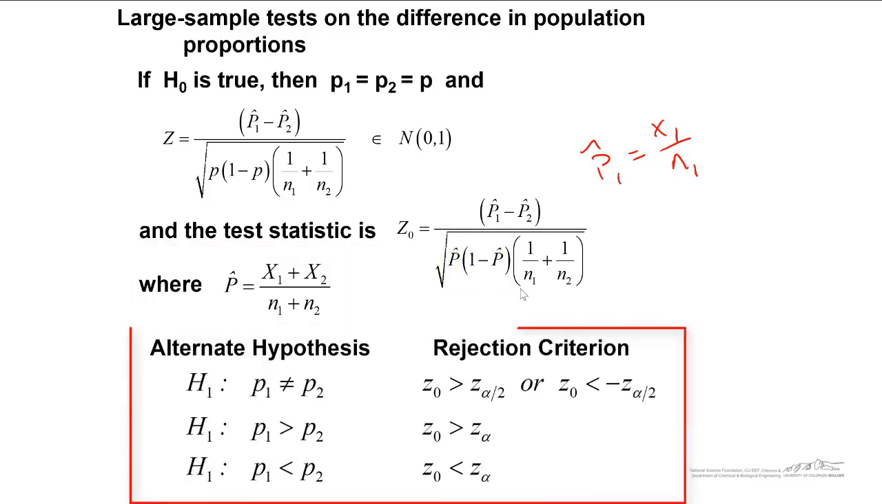In order to accept the alternate hypothesis and reject the null, the rejection criteria for the null hypothesis is as follows. For a two-tailed test, our test statistic has to be greater than z alpha over 2 or less than negative z alpha over 2. For an upper-tailed test, our test statistic has to be greater than z alpha, way up in the tail. And for a lower-tailed test, our test statistic must be less than negative z alpha.